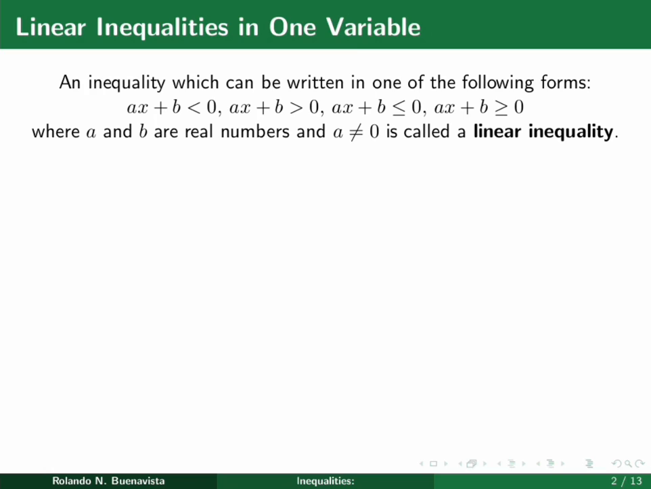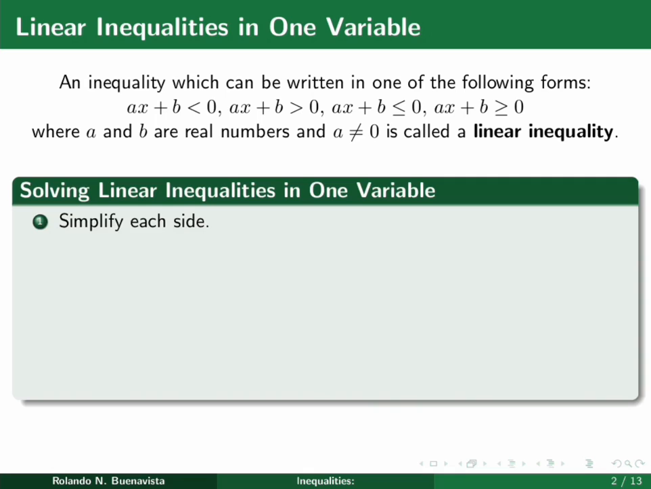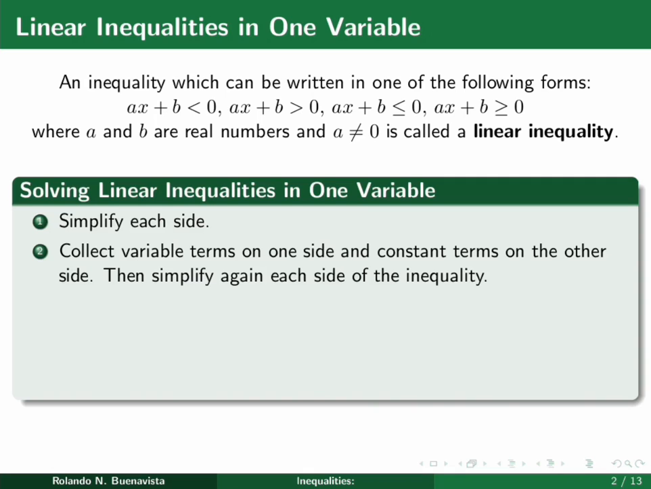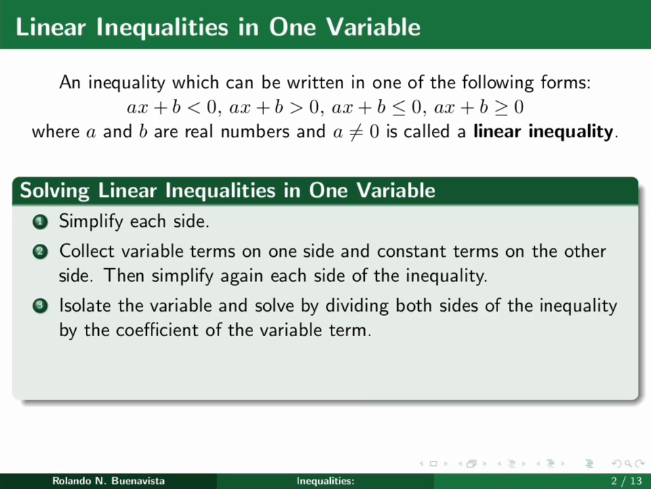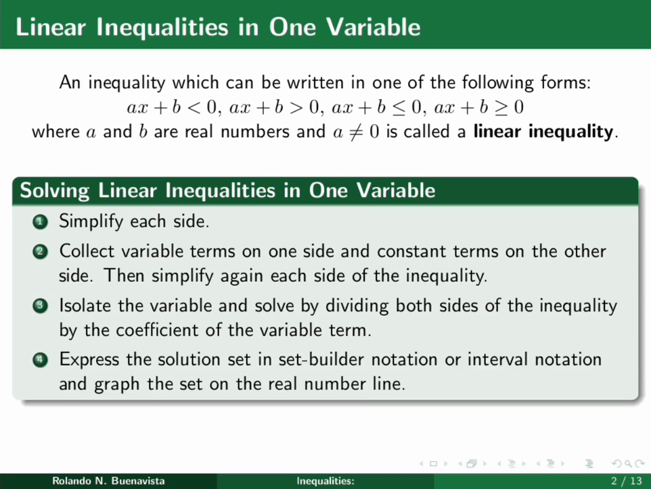To solve the linear inequalities in one variable systematically, we have to understand and follow a set of steps. So the first step is to simplify each side of the inequality. Second, collect variable terms on one side and constant terms on the other side, then simplify again each side of the inequality. Third, isolate the variable and solve by dividing both sides of the inequality by the coefficient of the variable term. And lastly, express the solution set in set builder notation or interval notation and graph the set on the real number line.